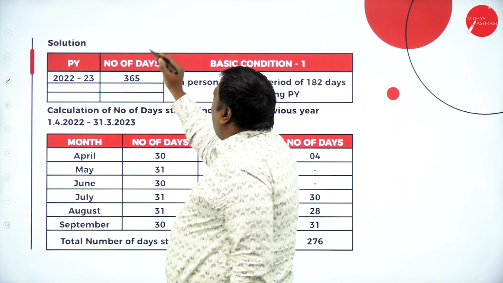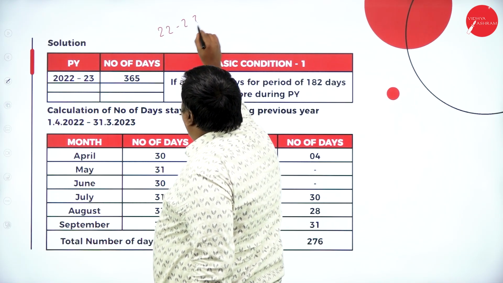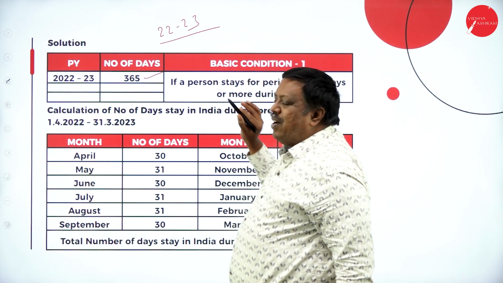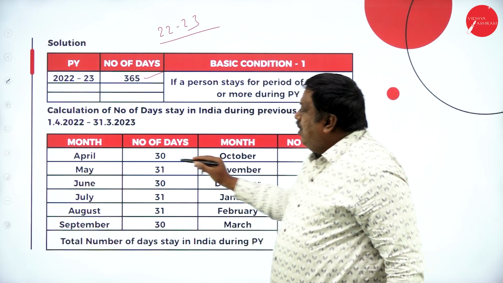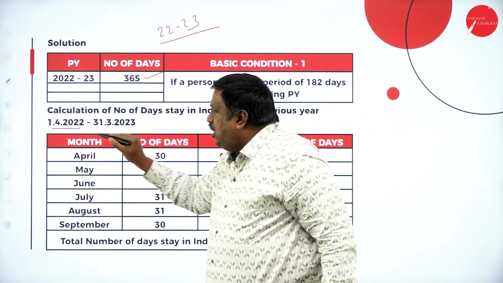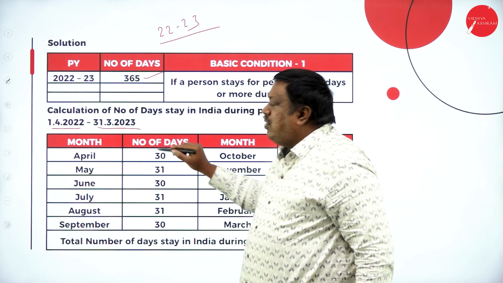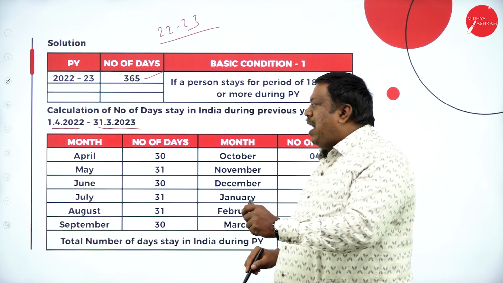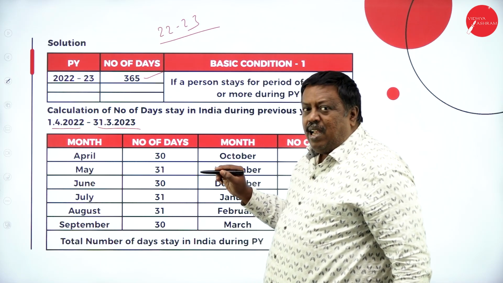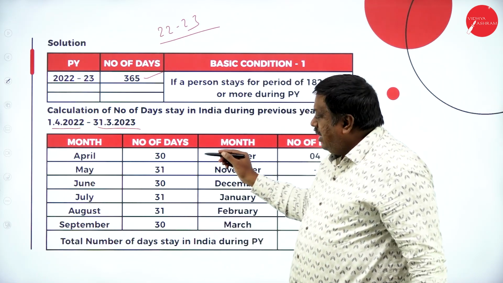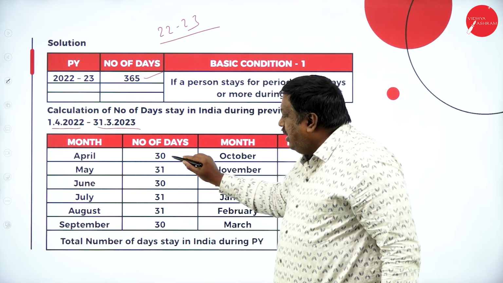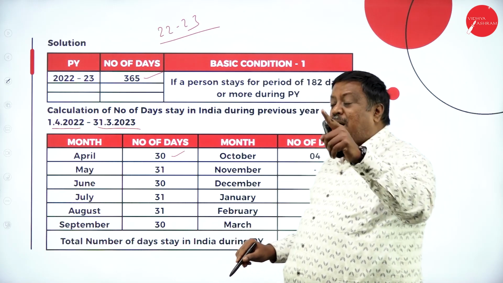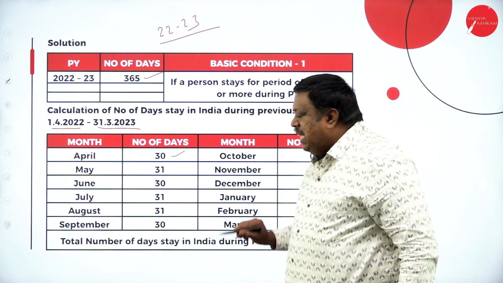Our present previous year is 2022-23. During previous year 2022-23, we have 365 days. It starts from 1st April 2022 to 31st March 2023. When does the year start? From April and ends in the month of March. April to March. In April, how many days are there? 30 days. So I was in India for 30 days during April, because I left India on 5th October. So in April, I was in India.